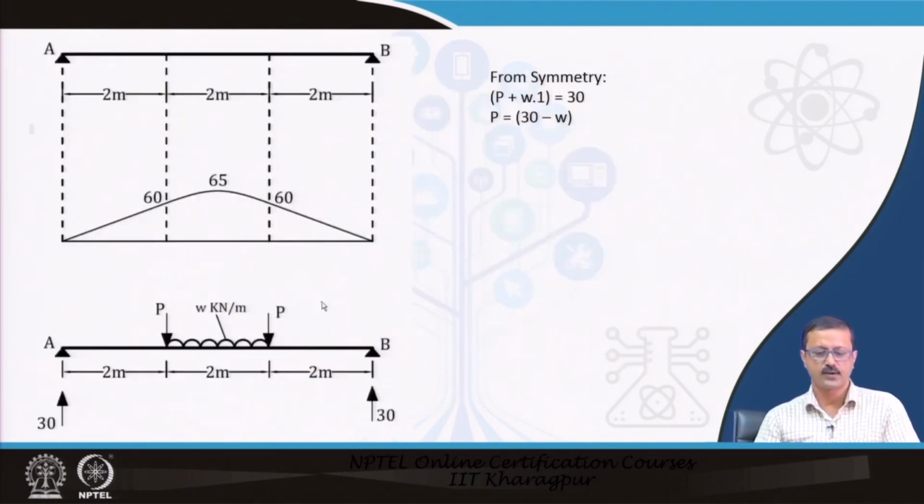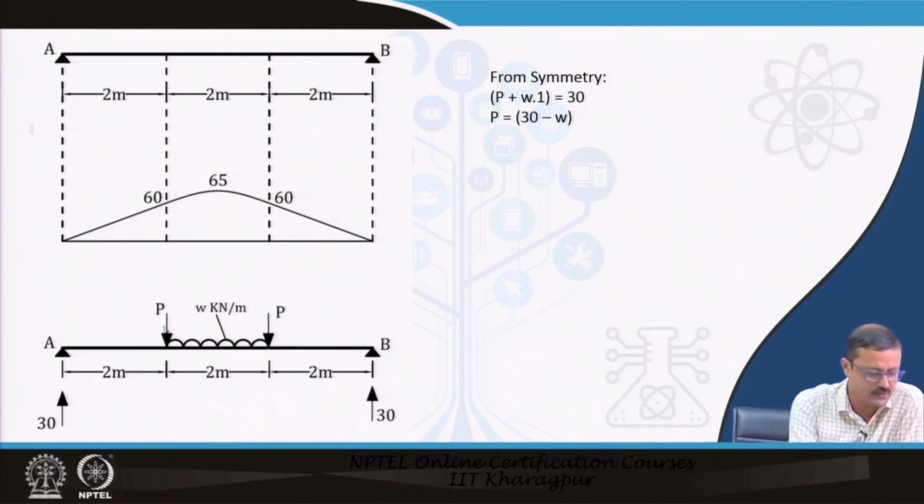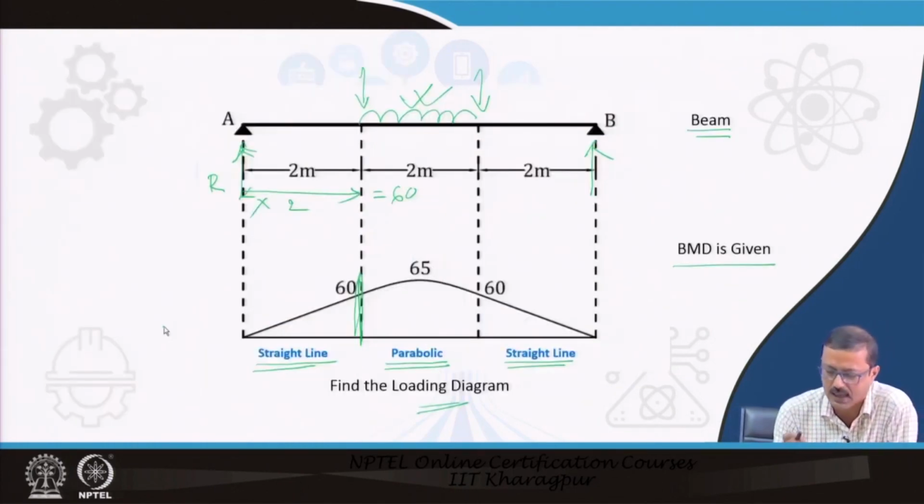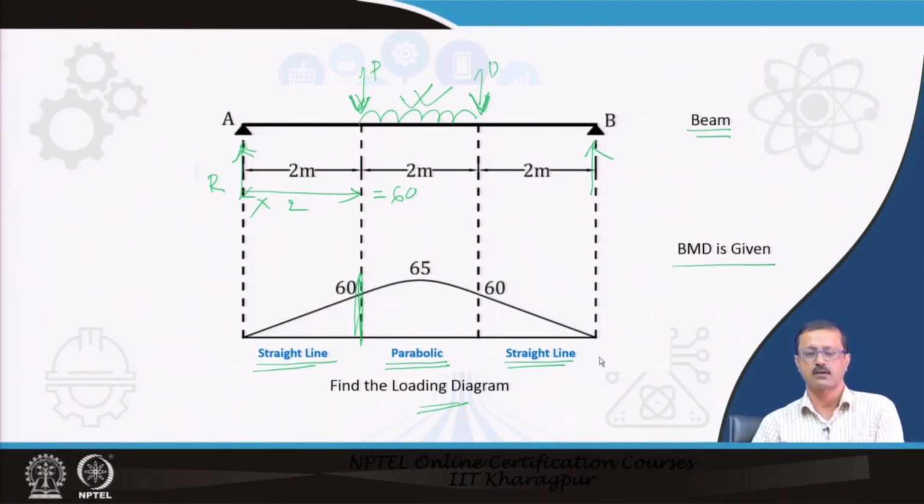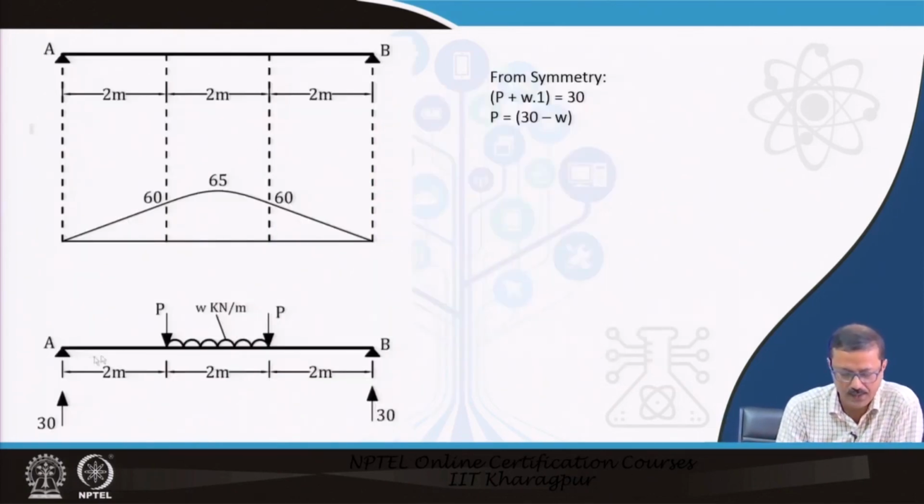So, I will first find out from the symmetry. I assume that there is a UDL and a pointed load P. First you have to conceive that this has a UDL inside and there may be a pointed force, and both have to be equal, otherwise this symmetrical diagram cannot come, it cannot be P1 and P2. Based on that I have drawn this diagram.